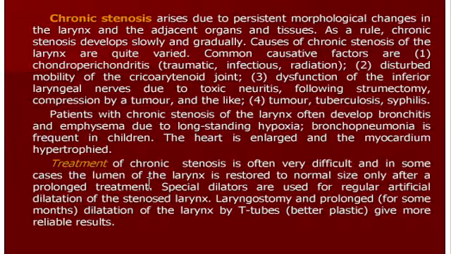Patients with chronic stenosis of the larynx often develop bronchitis and emphysema due to long-standing hypoxia. Bronchopneumonia is frequent in children. The heart is enlarged and the myocardium hypertrophied. The treatment of chronic stenosis is often very difficult, and in some cases the lumen of the larynx is restored to normal size only after prolonged treatment.